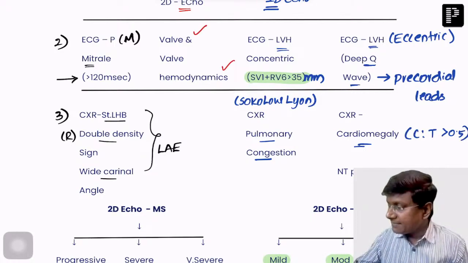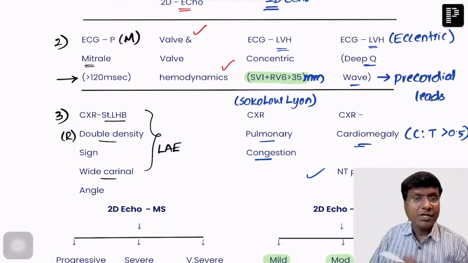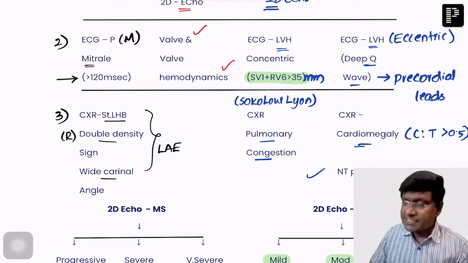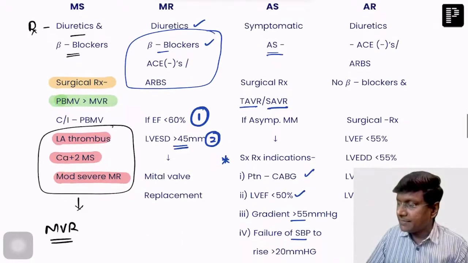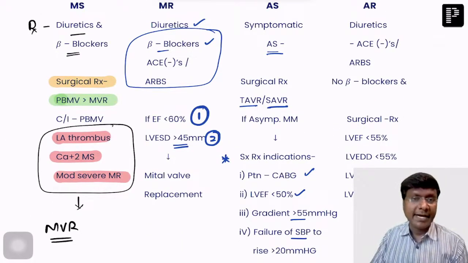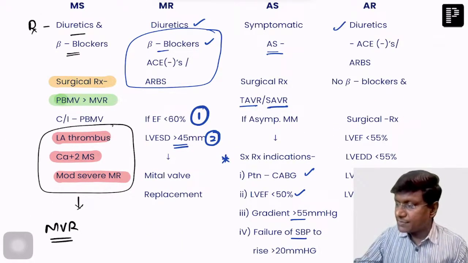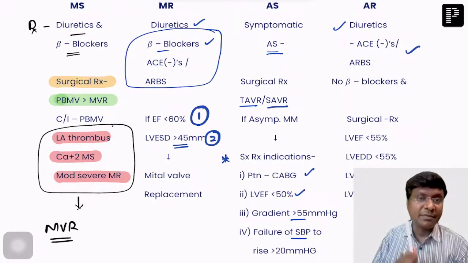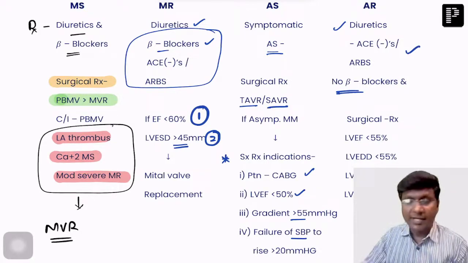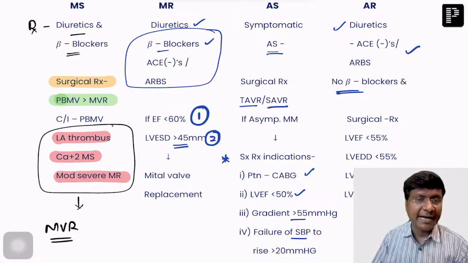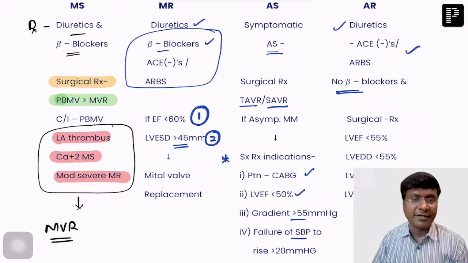NT-proBNP levels are elevated, because there is eccentric left ventricular hypertrophy and heart failure also. How do you treat these patients? You need to give diuretics, ACE inhibitors or ARBs. But please remember, in AR you need to avoid beta blockers. Why? Because the regurgitation happens during diastole of the left ventricle, and beta blockers increase the diastolic time, so regurgitation can increase.